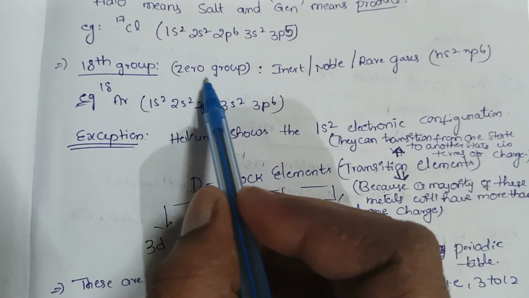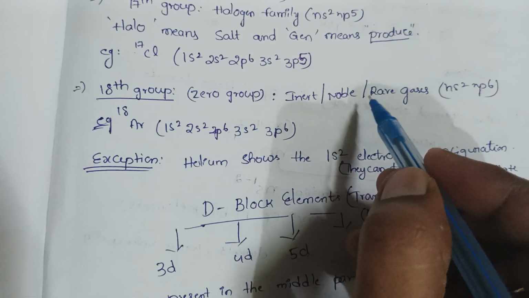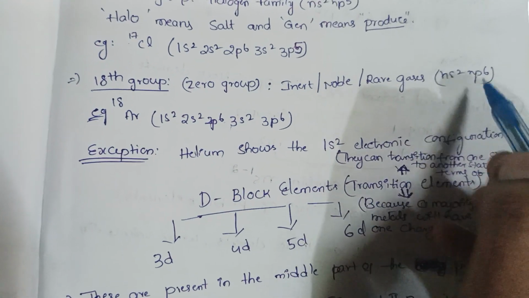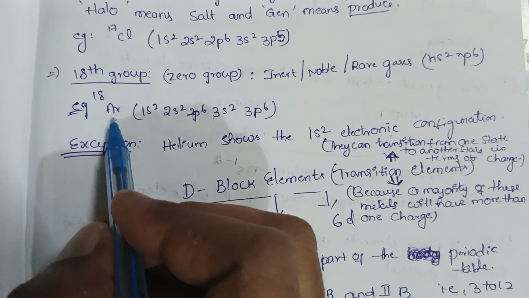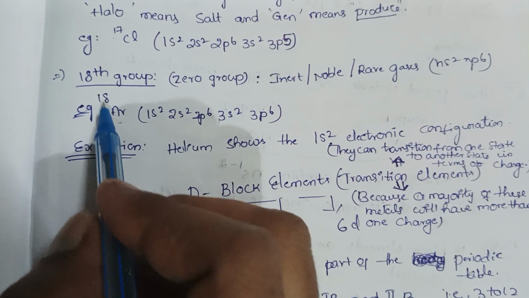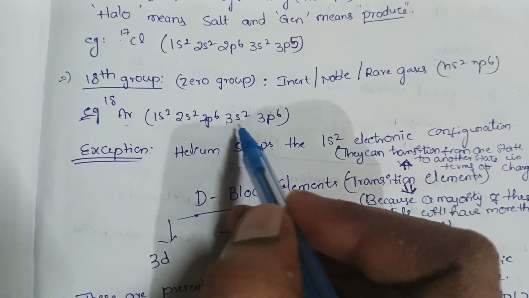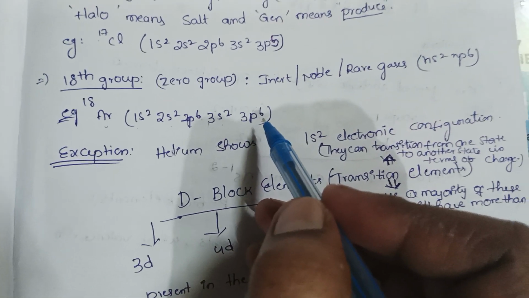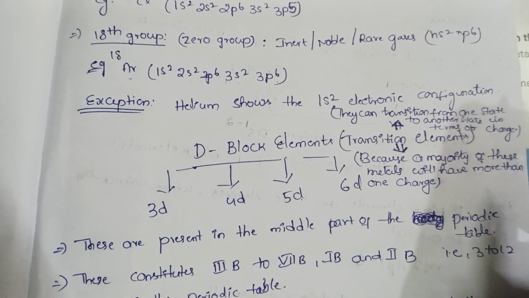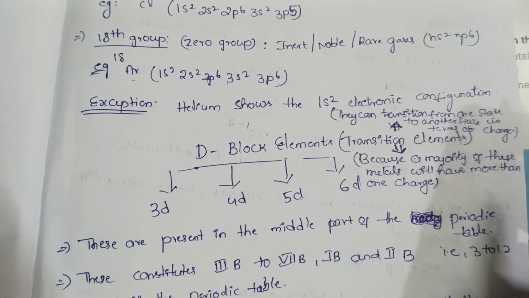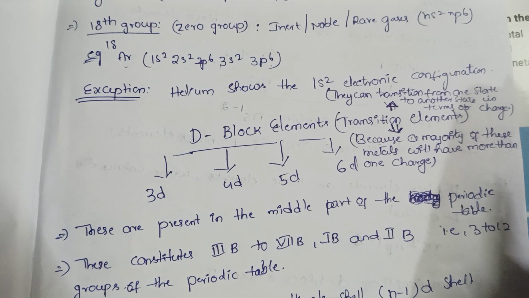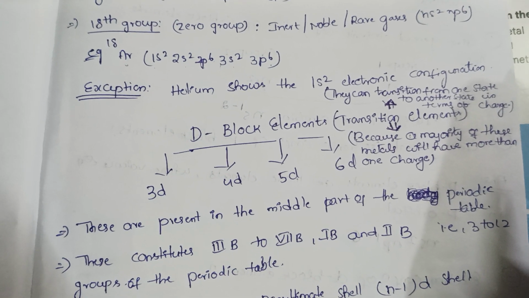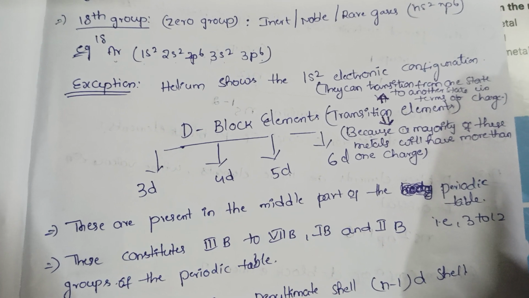18th group, zero group, inert gases or noble gases or rare gases. The outer shell configuration is ns2, np6. Argon's atomic number is 18: 1s2, 2s2, 2p6, 3s2, 3p6. All inert gases have the electronic configuration ns2, np6, but helium shows the electronic configuration 1s2.